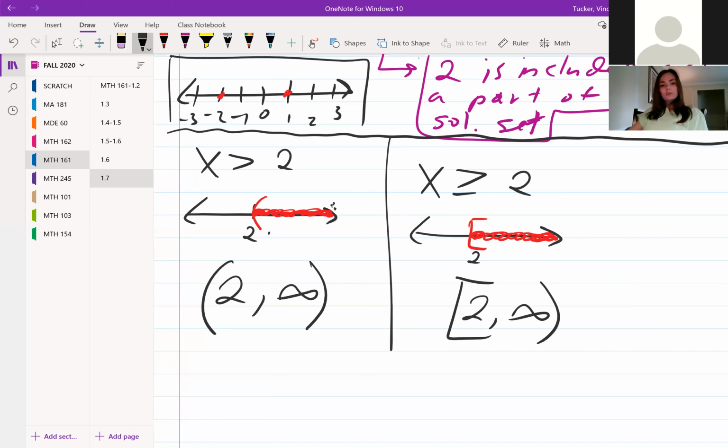So before I do a generic chart of all of those symbols, questions on anything I've written or anything I've said up to this point?